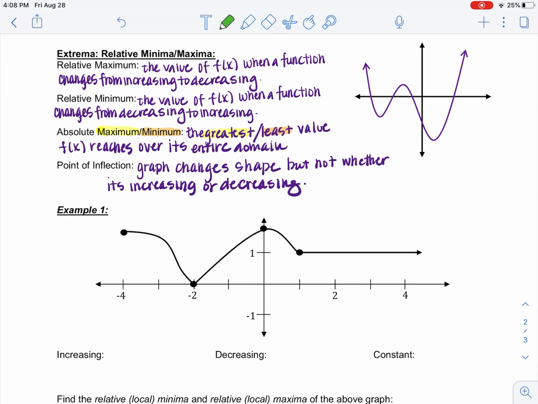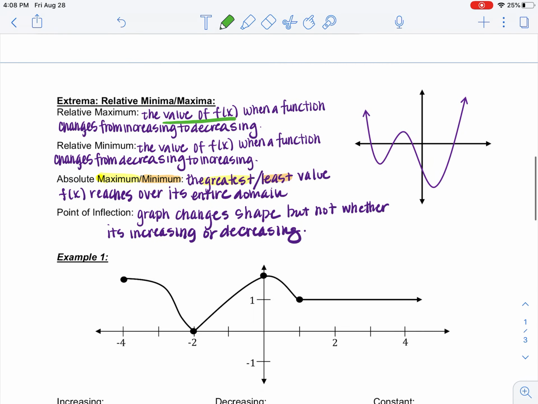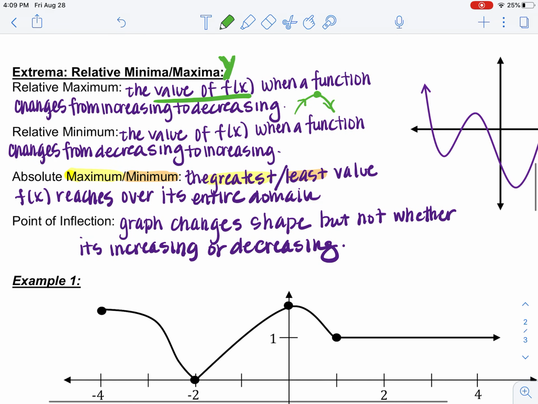All right, let's talk about relative minima and maxima. So I already wrote out the definitions, but I'm going to read through each just to make sure you understand. A relative maxima is the value of f of x. So first off, the value of f of x, remember that's just the y value. So your answer is always the y value of when a function changes from increasing to decreasing. So think about what that looks like. Here's increasing, here's decreasing. So this will look like a hill. So there's increasing, there's decreasing. Whatever this y value is right here, that's a relative maxima or relative maximum. Both are said both ways.